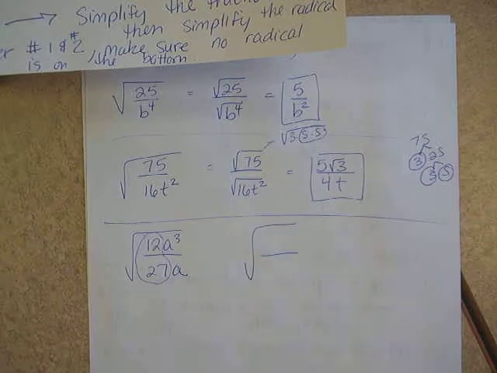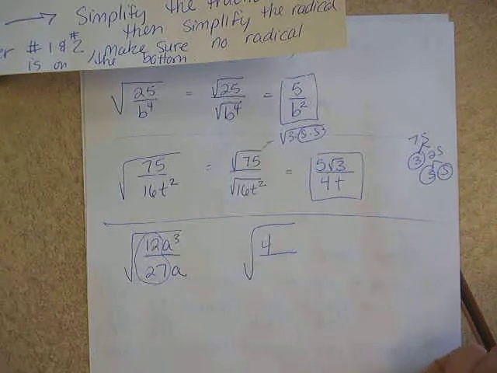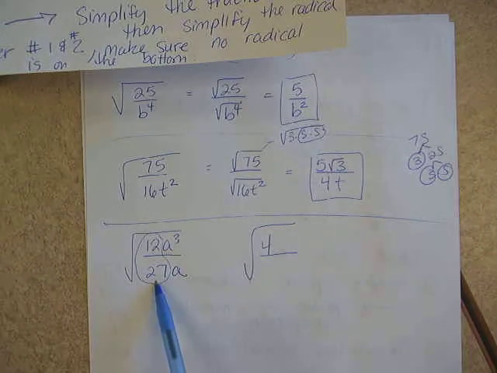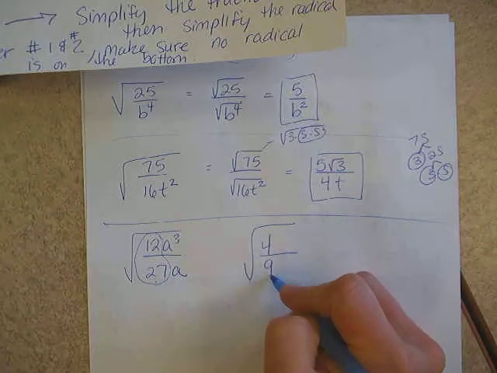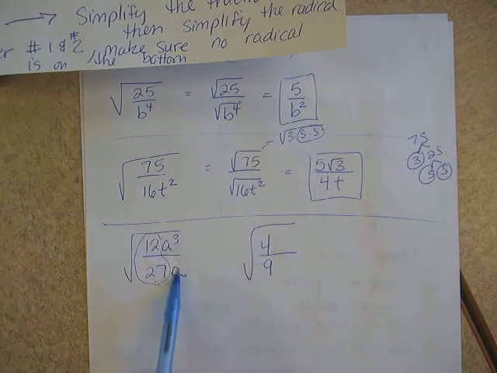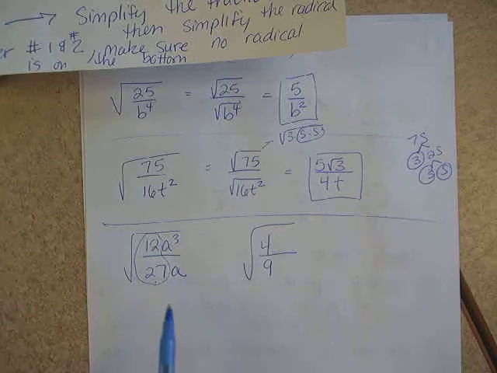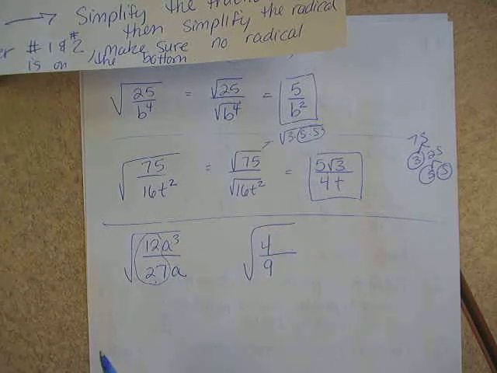Divide out the 3. I'm just going to set up a new fraction over here. If I divide 12 by 3, that is 4. And if I divide 27 by 3, that's 9. So I've reduced my fraction. Now I have to look at the variables.